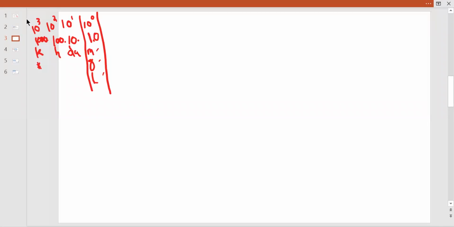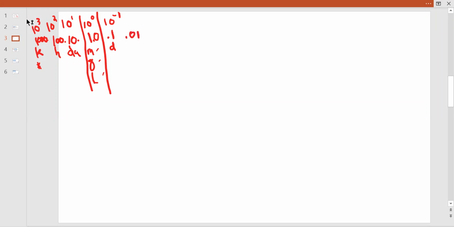So now let's go to smaller numbers. Let's move the decimal point to the left. Can we do that? Where it's going to be 0.1, right? Now we move the decimal place one place. So we're going from a larger unit to a smaller unit. And that would be 10 to the minus 1. And that's the decimeter, deciliter, decigram.